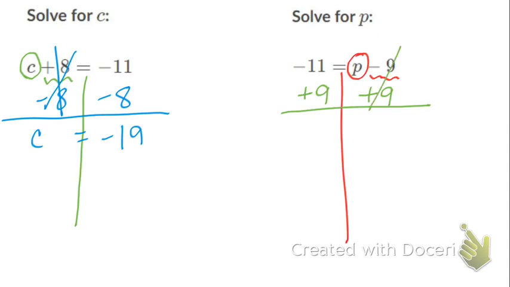Because minus 9 plus 9 is 0, that cancels it out. So on the left side, I have a negative 11 plus 9, which is negative 2. And on the right side, those 9's canceled out, so you just have a P. And don't forget that equal sign is right there where your vertical line is. The equal sign always stays in the same spot. You don't want to lose that.